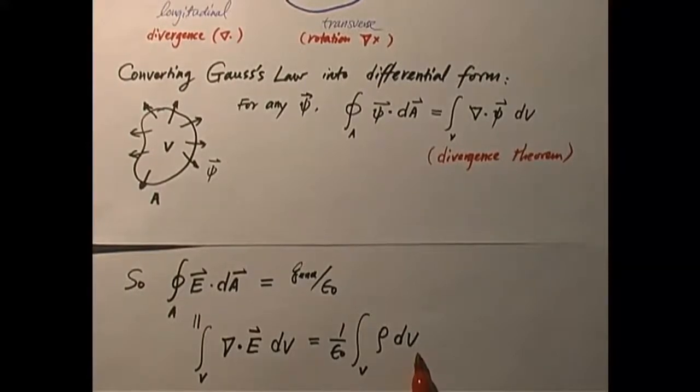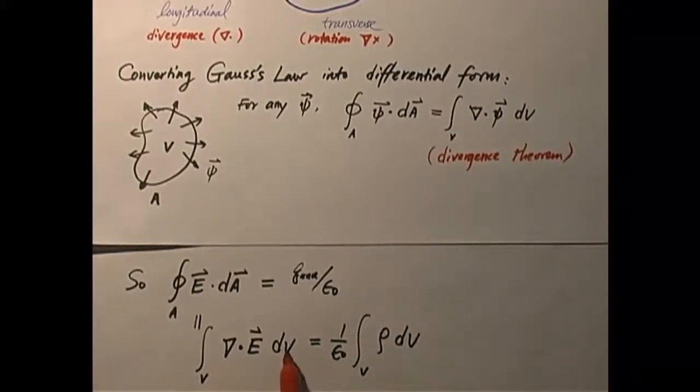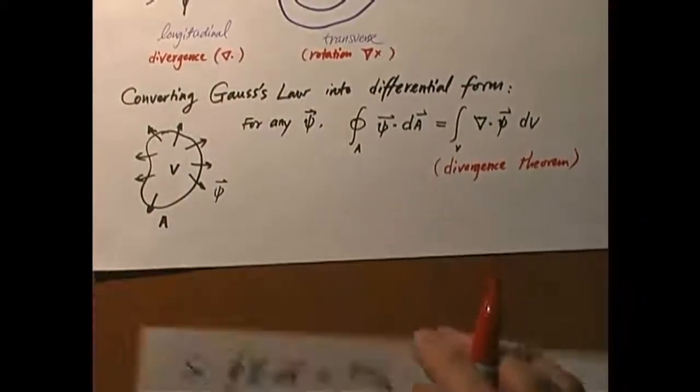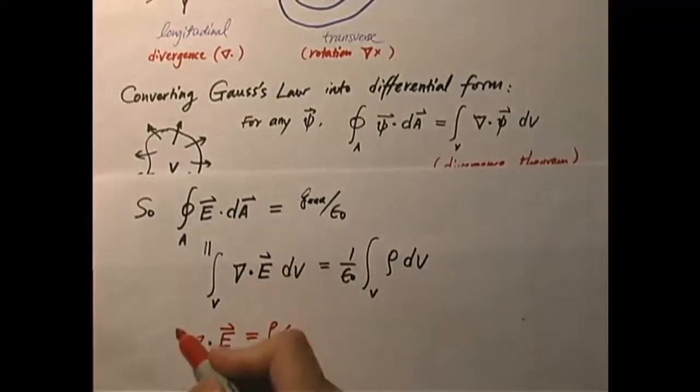With sine and cosine, the integrals are not equal to each other if you go from 0 to, for example, a quarter of a pi. You don't get the same value, right? But in this case, regardless of what V is, these two sides are always equal to each other, and that tells us the two integrands must be the same. Therefore gradient dot E equals rho over epsilon naught. This is known as the differential form of Gauss's law.